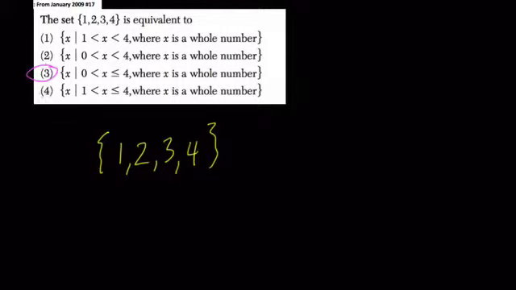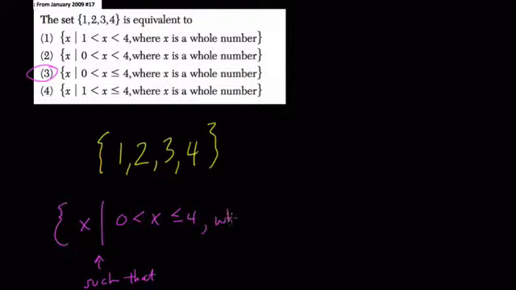The answer here is 3. And what they're saying in 3 is you have x. Well, I know there's no x here, but they're saying x is our variable, where, or such that, this little line is often referred to as "such that." So they're saying let's have this variable x, and that variable x is going to be such that x is greater than 0, but less than or equal to 4, where x is an integer.